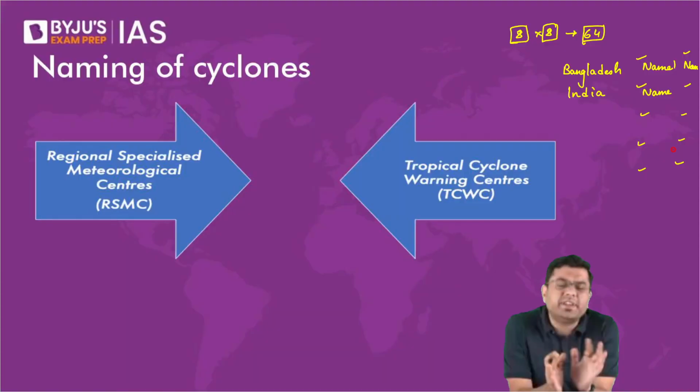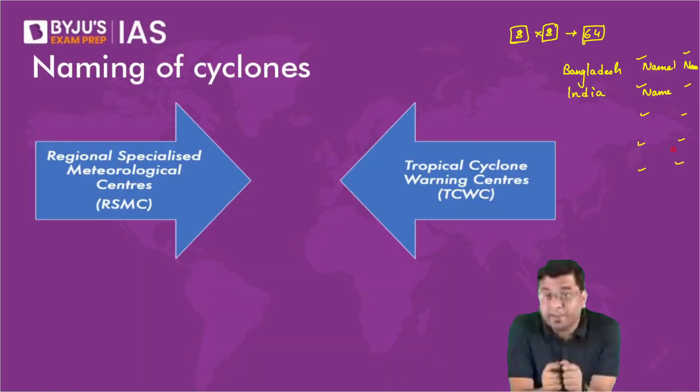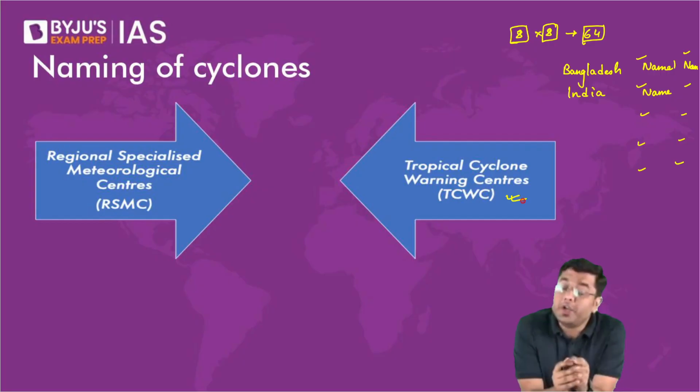But then how is it that the naming would be done? In each of the tropical oceans, you have a regional specialized meteorological center, referred to as an RSMC, and a TCWC, that is a tropical cyclone warning center. Now, immediately as a low pressure starts developing, the tropical cyclone warning center issues a warning that a cyclone is about to be created.